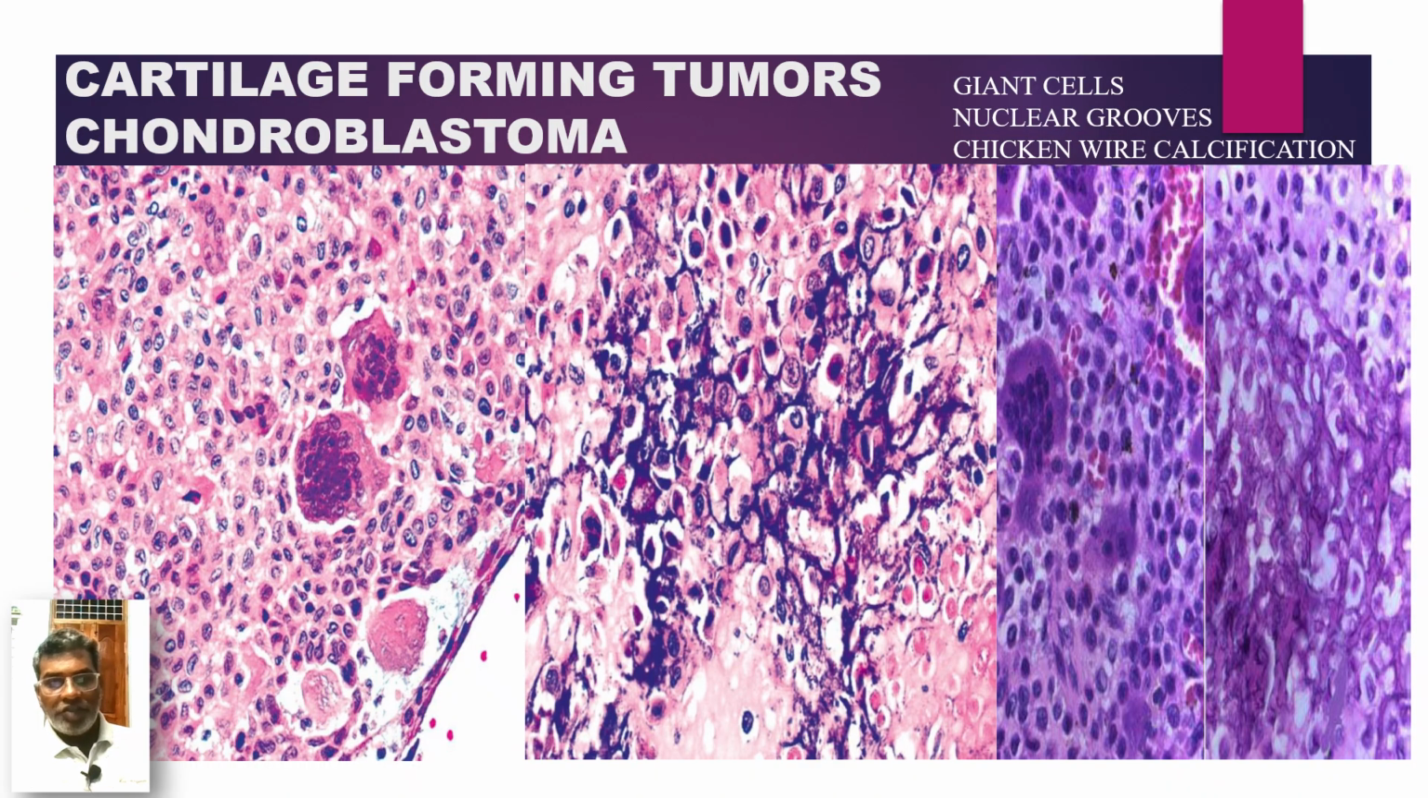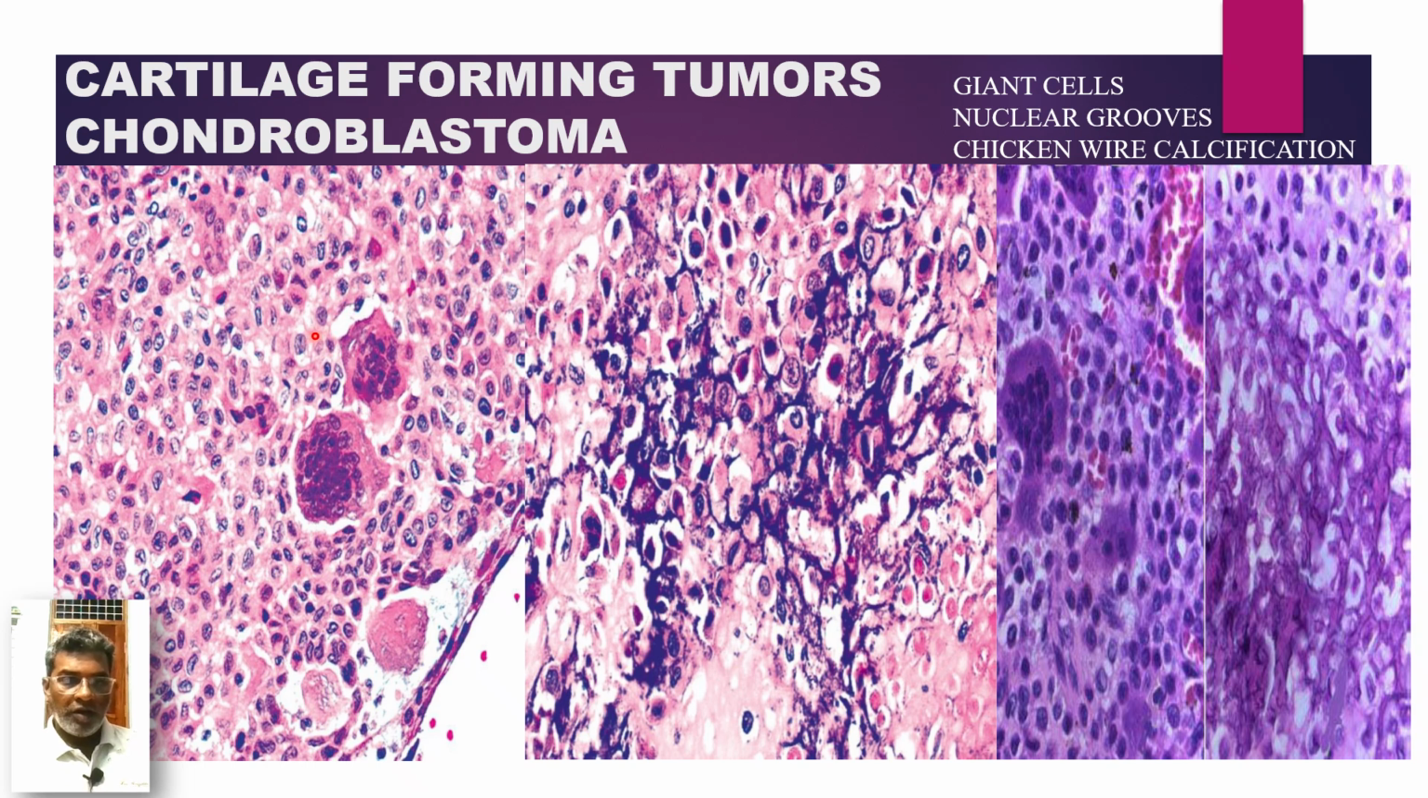The next cartilage forming tumor will be chondroblastoma. This is having three important features which you have to remember at any cost. First, you can appreciate these giant cells, right? So this is the first feature, giant cells.